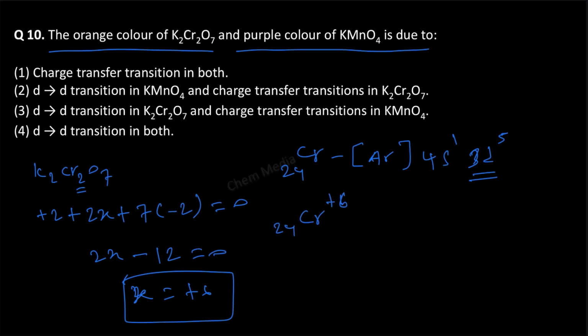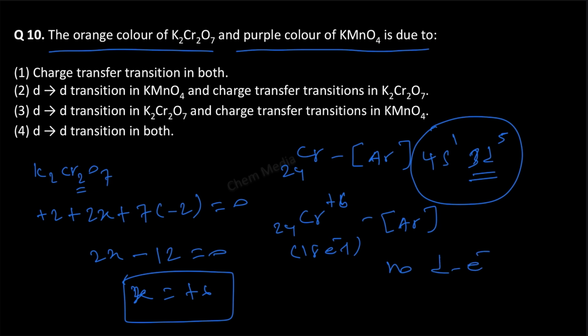Now when chromium is in plus 6 oxidation state, how many electrons will we have? We will have only 18 electrons, isn't it? So all the electrons that are there in d orbitals and 1 electron that is there in the 4s orbital should be removed. So this means the electronic configuration is simply argon, which means no d electron, which means no d-d transition. So therefore option 4 is wrong. Option 3 is also wrong.